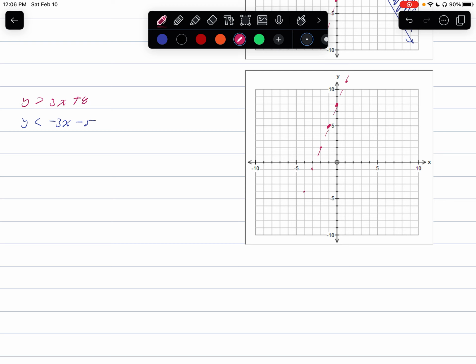Okay? But now we have to look at the style of line. Here we have y strictly greater than 3x plus 8, so we're going to use a dashed line. Okay, and that's what your line is going to look like.